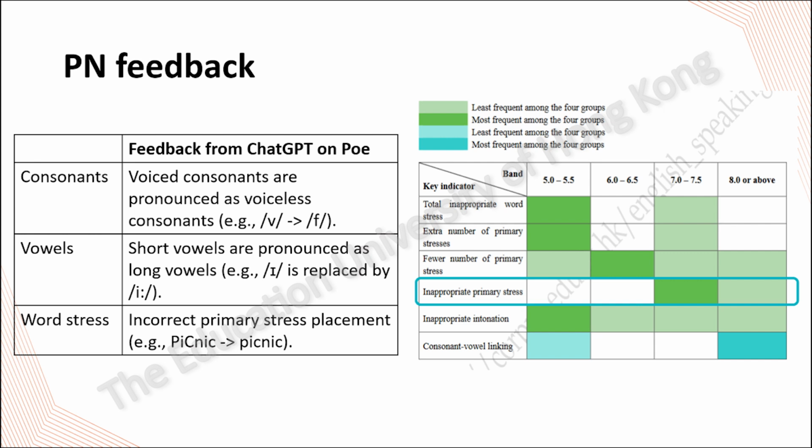In order to identify the correctness of the feedback from ChatGPT on Po, we highly suggest you checking our corpus data and compare the feedback that you received with the common features identified in our spoken corpus.